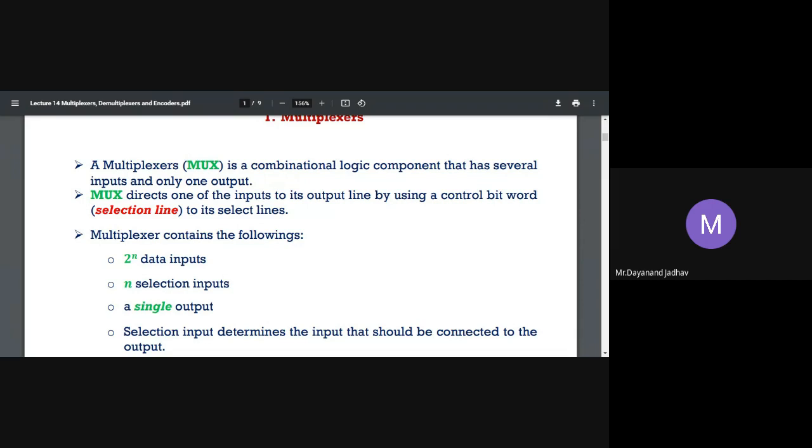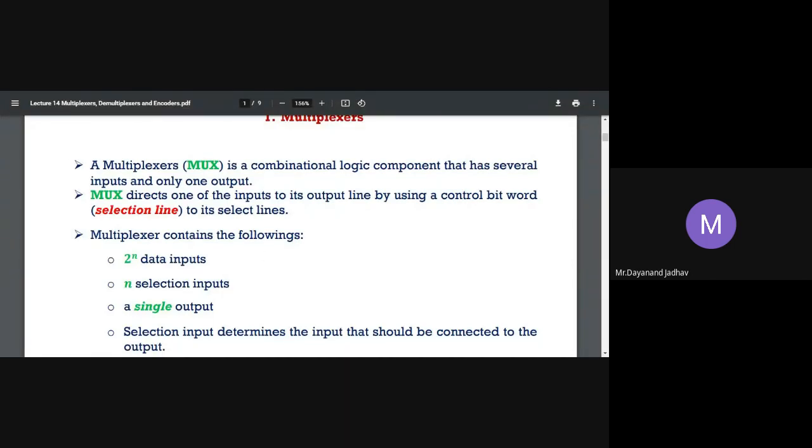For that, three select lines. Suppose four select lines, then 16 inputs are there, and from the 16 inputs, with the help of select lines, only one is considered in the output. That is said to be multiplexer.